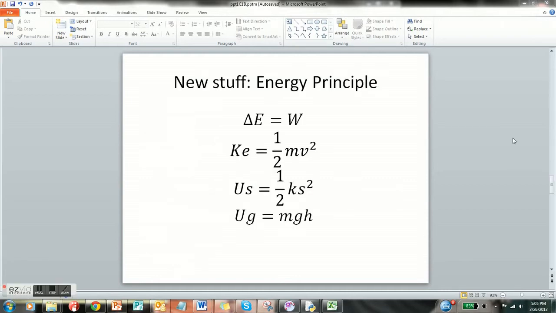The main concept in this lab was the energy principle, which is the sum of all the energies equals work. The energies in this lab were kinetic energy, 1/2 mv squared, potential energy of the spring, 1/2 ks squared, and gravitational potential energy, which is mgh, and h is height.